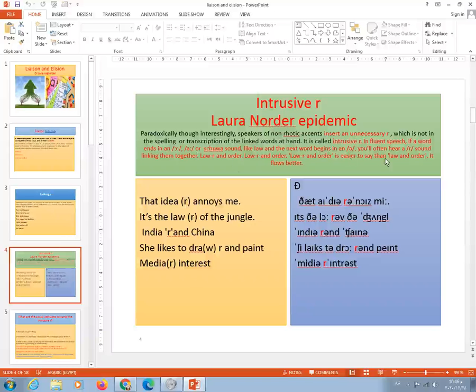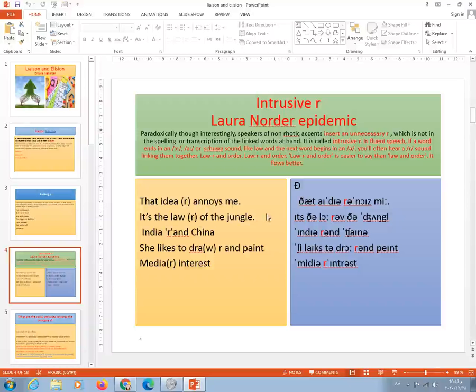So let's look at some examples. It's called the linking R or intrusive R. So let's look at the examples here. That idea annoys me. That idea annoys me.